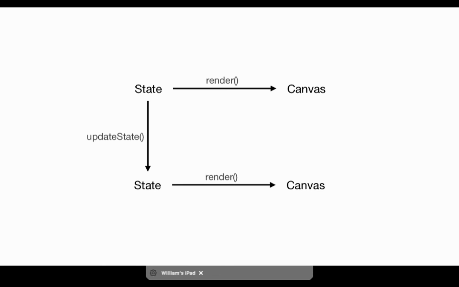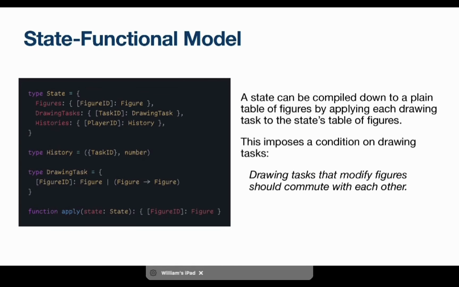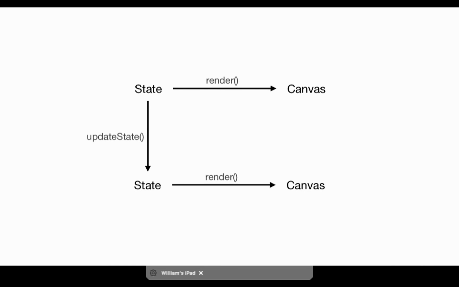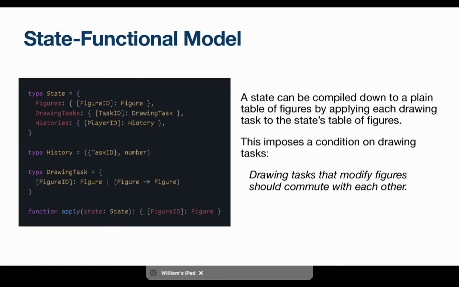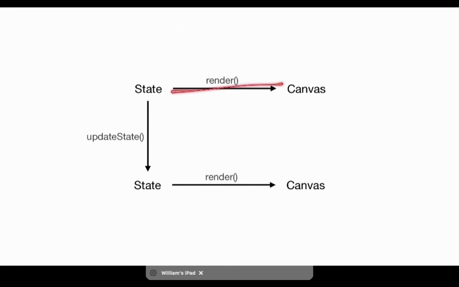Okay, so what I've written here is all in code, so you can't actually see any of this. And so that's where this step comes into it. The idea is that we start in some particular state. We can take that data and apply all the drawing tasks to the table of figures so that all the current actions have been performed, and you get the resulting table out. So you could render that to the canvas.